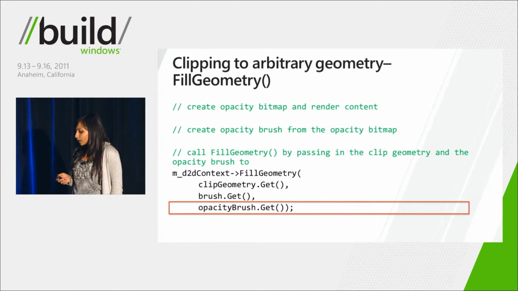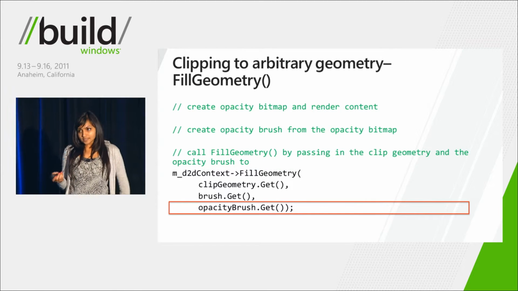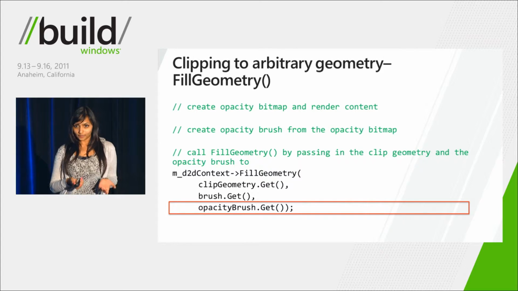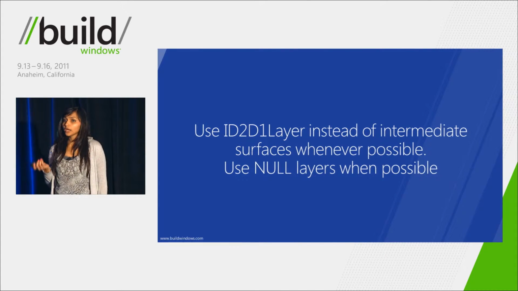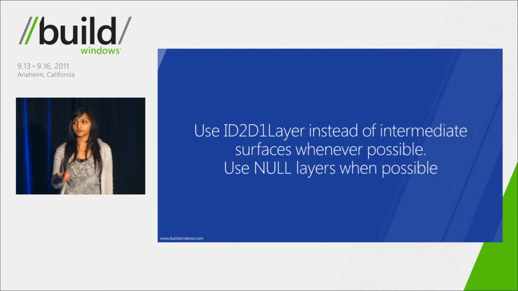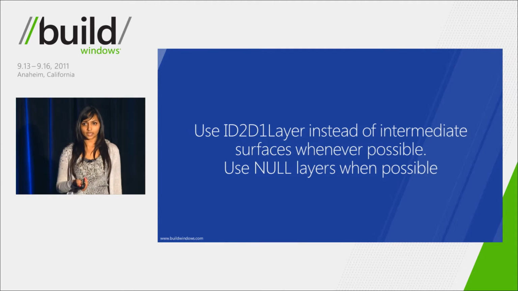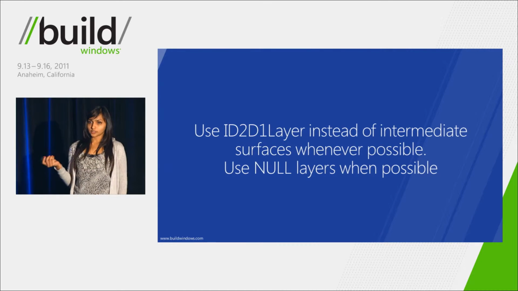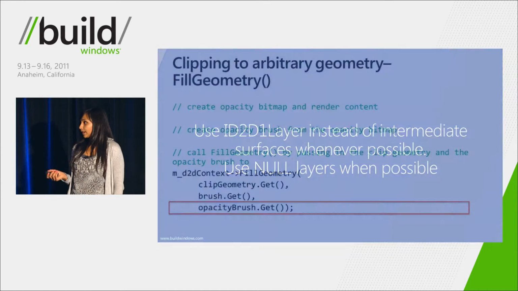So what this says is that if I have multiple ways of doing something, I need to choose one path. In this particular case, you probably want to use layers because we have done a lot of work in Windows 8 to optimize layer rendering. And there's another thing: we have also introduced a concept of a null layer.